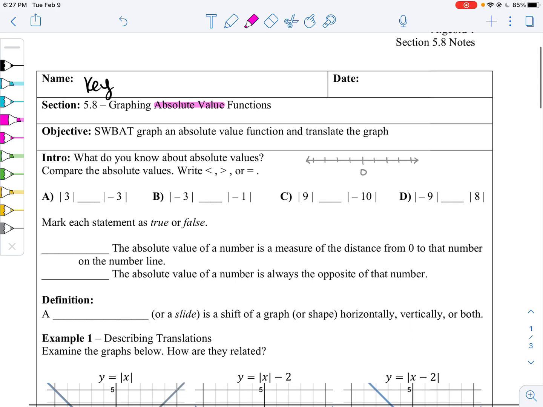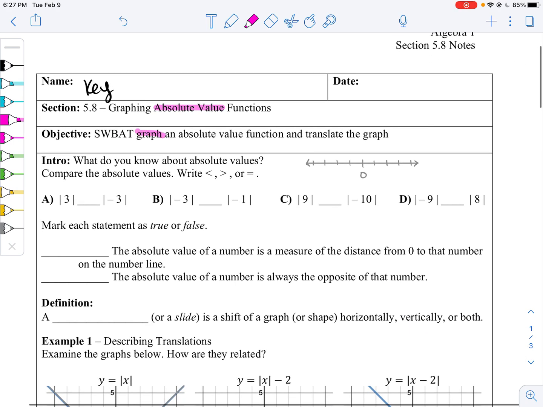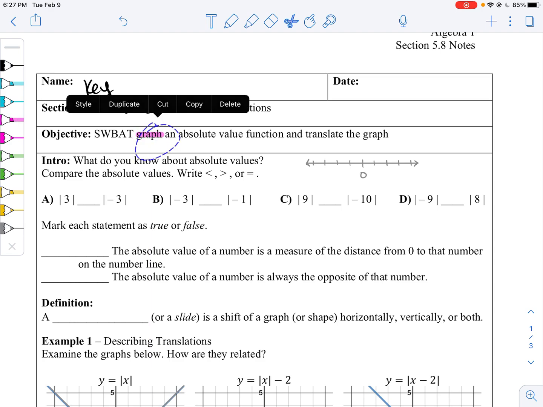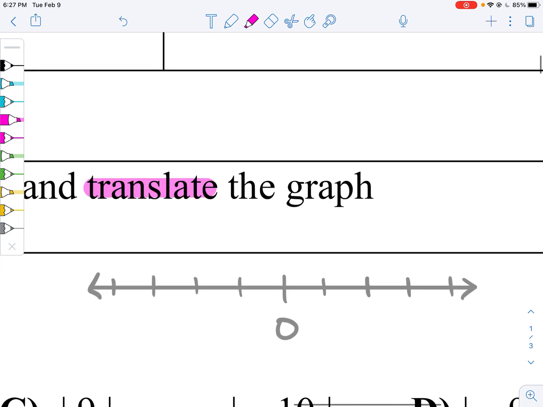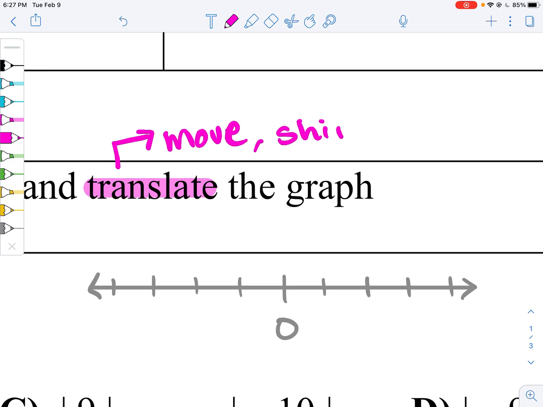Okay, by the end of the day, you'll be able to graph an absolute value function and to translate the graph. When I say translate, I don't mean like talk about the graph in Spanish, although that would be super fun, and if you want to, we can do that. Translate is like move the graph or shift the graph up and down, left to right, that kind of deal.